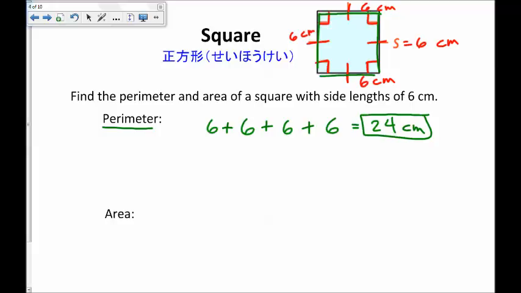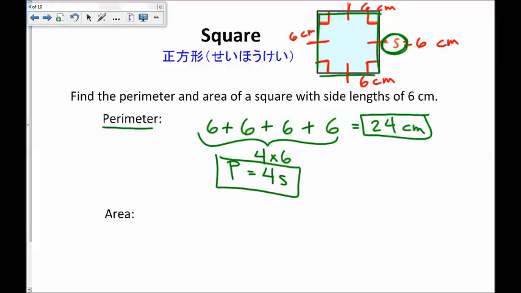Now, the formula for the perimeter of a square comes from the fact that I did 4 times 6. I added 6 four times. Okay? Or if I call it S, it'd be 4S. And that is the formula for the perimeter of a square.